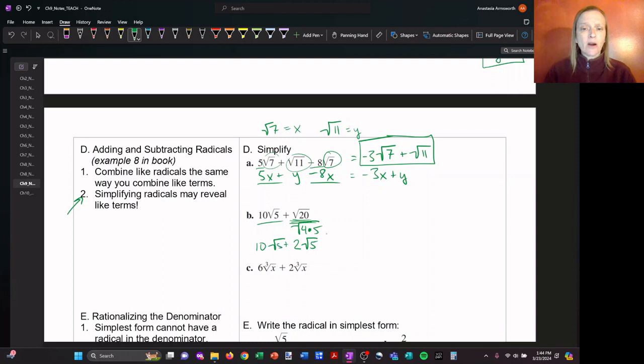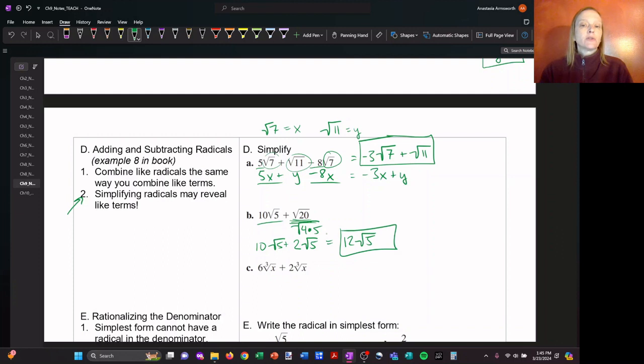If we add this to our other term that we had before, 10 times the square root of 5, we see that when we add these together, we get 12 times the square root of 5. So there is a value to writing radicals in simplest terms so that you can see when you have like terms, like radicals, that can actually be added or subtracted from each other.